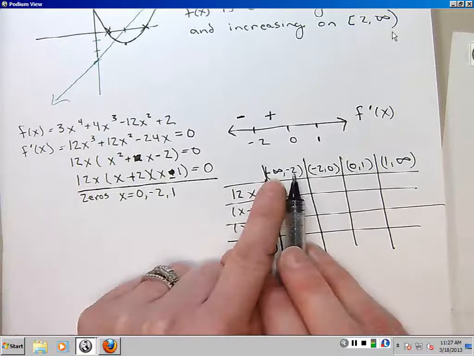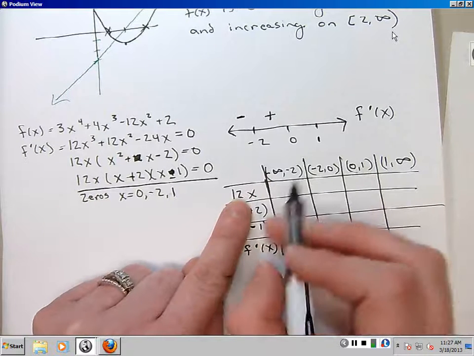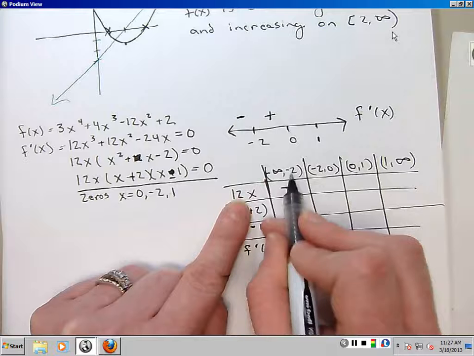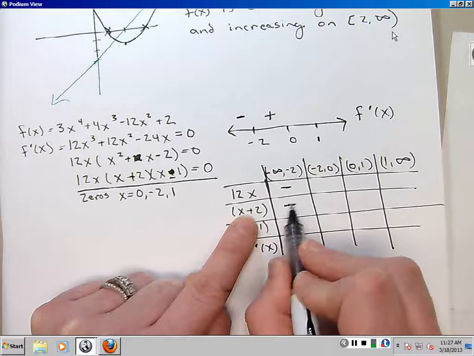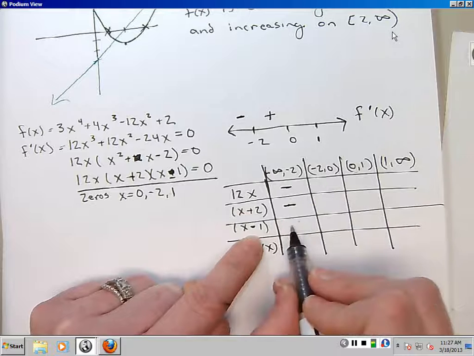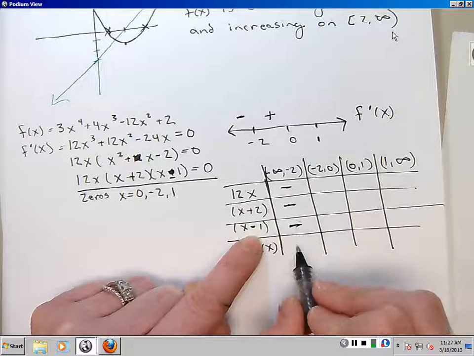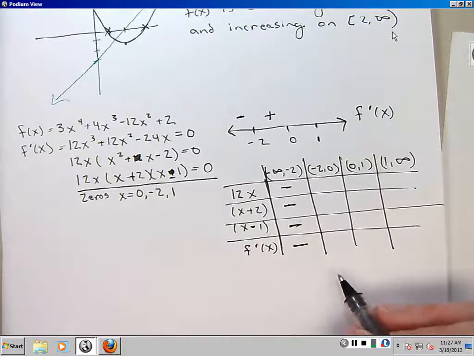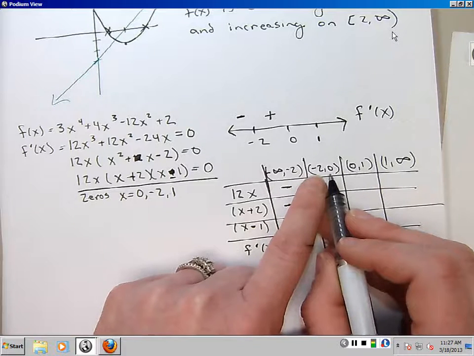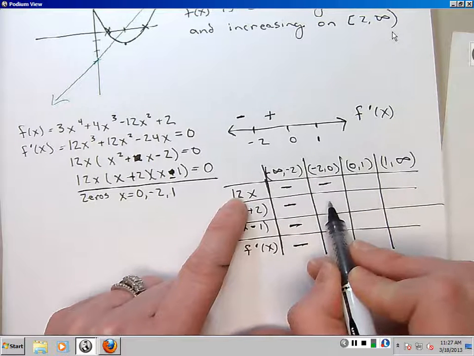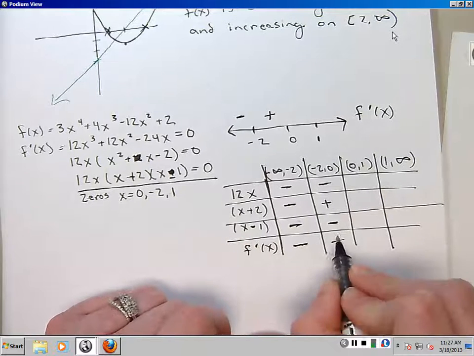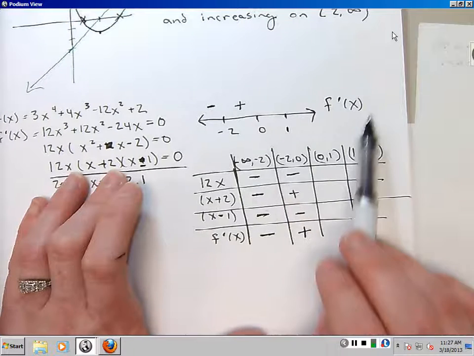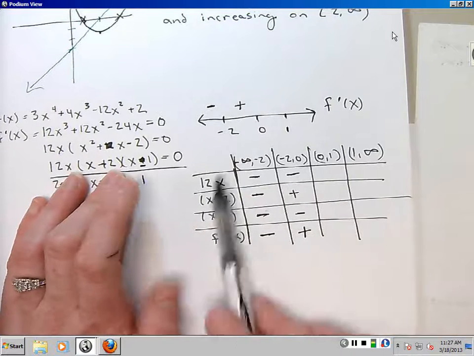So now, if I'm in this interval, then 12 times x is negative, right? x is any number in this interval. So a negative number in this interval plus 2 is still negative. And then a negative number minus 1 is still negative. Negative times negative times negative is negative, right? And then if I'm in this interval, let's say I'm at -1, I'm negative, positive, negative, which would be positive. You see how it's doing the same thing? When we just do it this way, it's all in your head. And here you're actually showing your work.